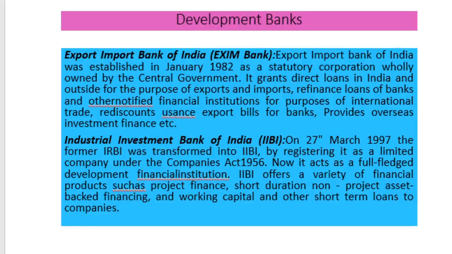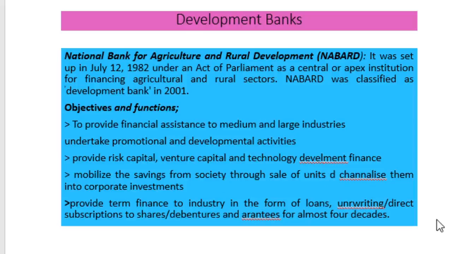Then another important development bank is NABARD. This is also very important. It was set up on July 12, 1982. The year and the date are also important. It was set up under an Act of Parliament as a central or apex institution for financing agriculture and the rural sector. The major objective of NABARD was to finance the agriculture and rural sector. It was established on July 12, 1982, and in 2001 it was classified as a development bank.